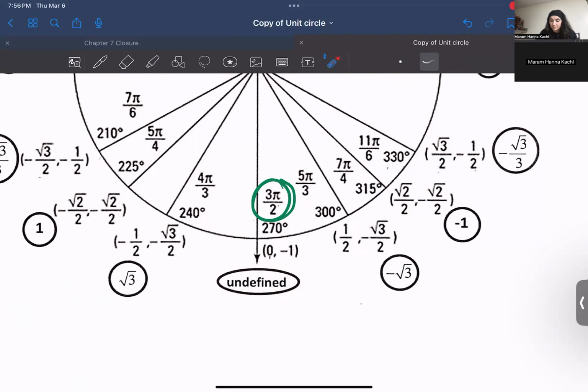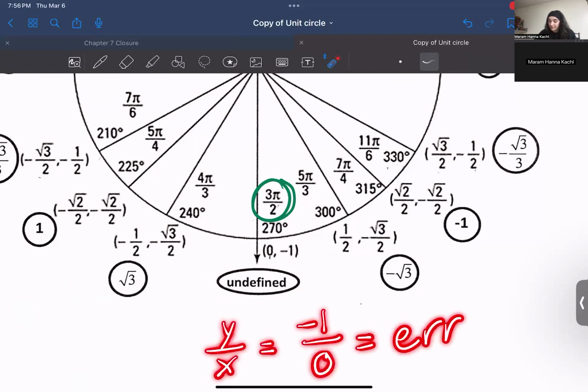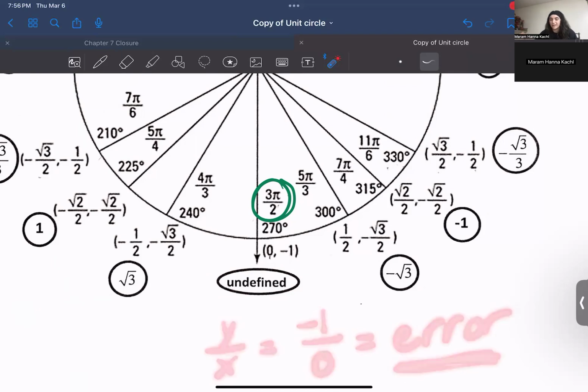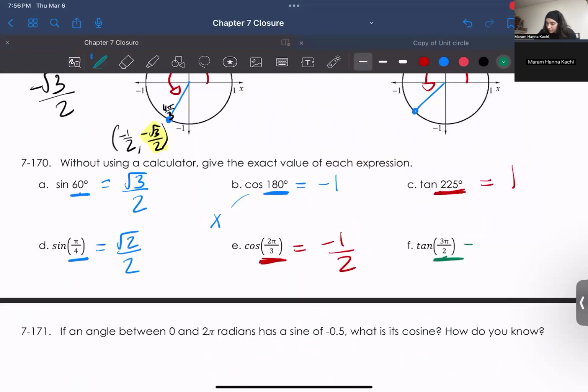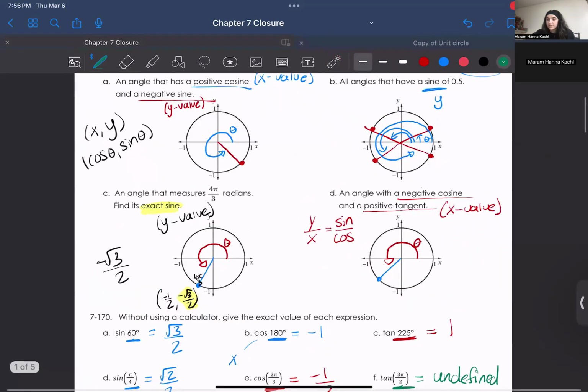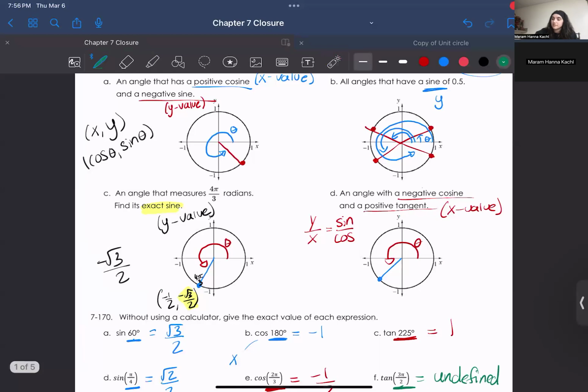Let's just remember where that comes from. If tangent's y divided by x, the y value here is -1, the x value is 0. Anytime I have a 0 in my denominator, your calculator is going to tell you that it is an error. So just kind of double checking that it makes sense. That being said, tangent of 3 pi over 2 is undefined. All right, there's that front side. Let's take a second to flip it over.